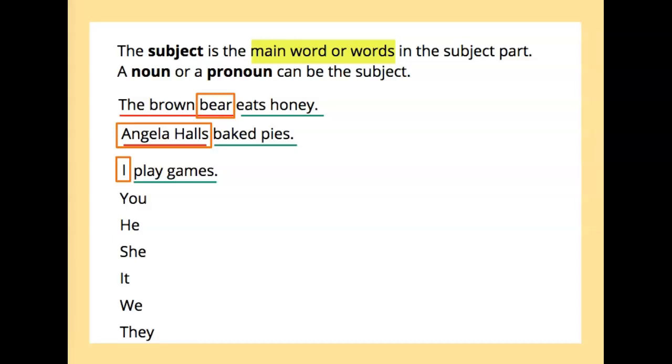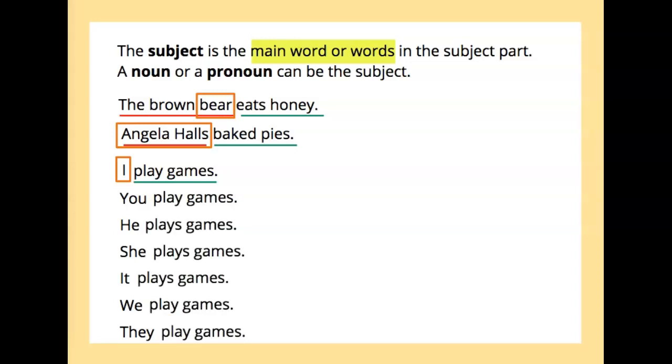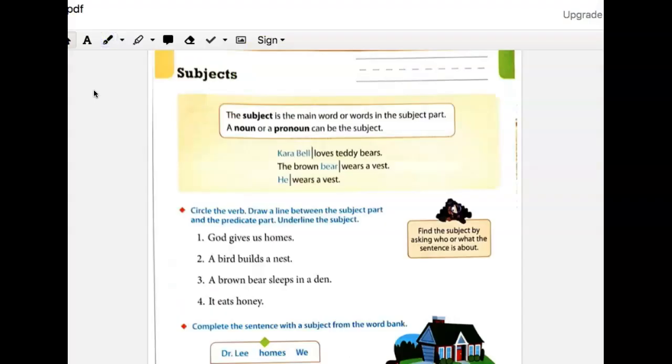So the sentences can be you play games, he plays games, she plays games, it plays games, we play games, they play games. Let's go to our work text, page 283. Pages 283 through 284 is going to be about subjects. So the subject is the main word or words in the subject part. A noun or a pronoun can be the subject. And remember, the subject is not exactly the same thing as the subject part. The subject is the main word or words in the subject part.